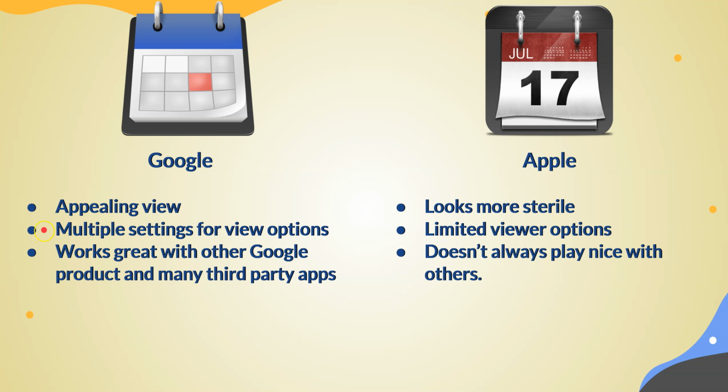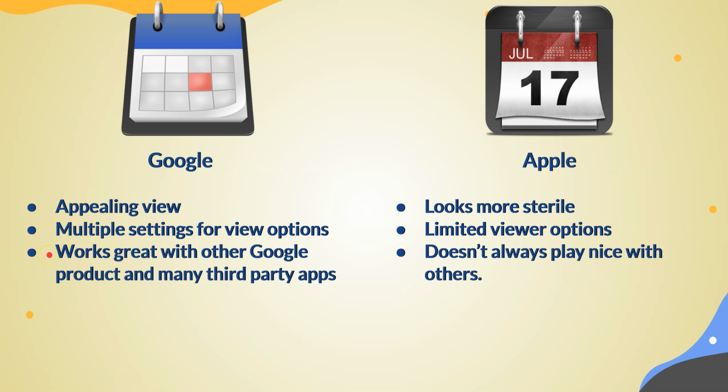For Google, you have multiple settings for the view options. You can change the view of days, weeks, months. On the phone, you can actually go with a 3-day view. For the Apple product, it has a limited viewer option. It does go days, weeks, and months. However, again, those views are a little more limited. The listings for your events in Google have got more of a colorful sort of appeal to them, whereas Apple is just kind of a list of events.